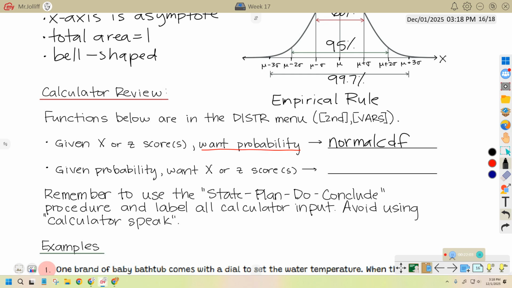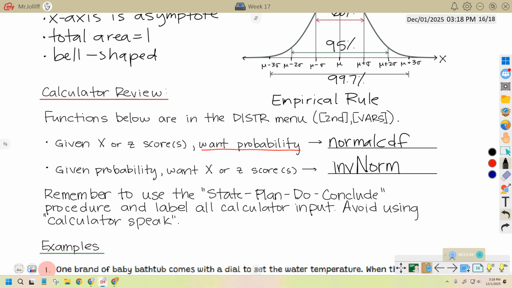Good. So normal CDF spits out probability. If I have probability and I want to know the boundary for it, which function am I using? Going backwards. I want to undo normal CDF. Inverse normal, yeah. Should be options 2 and 3 on your calculator under second vars. 2 is normal CDF, 3 is inverse norm.